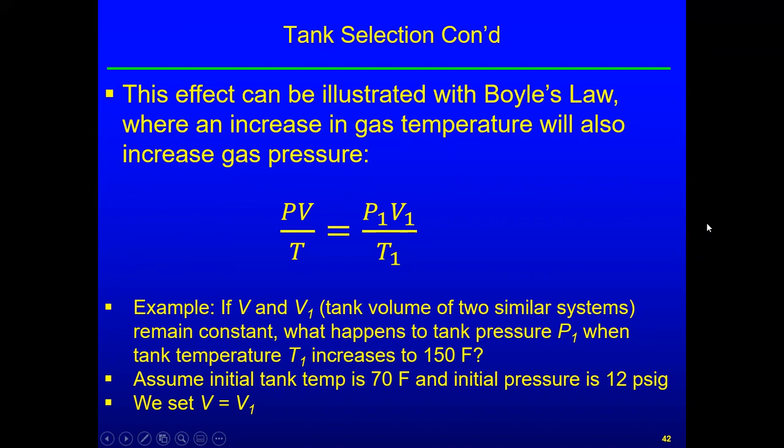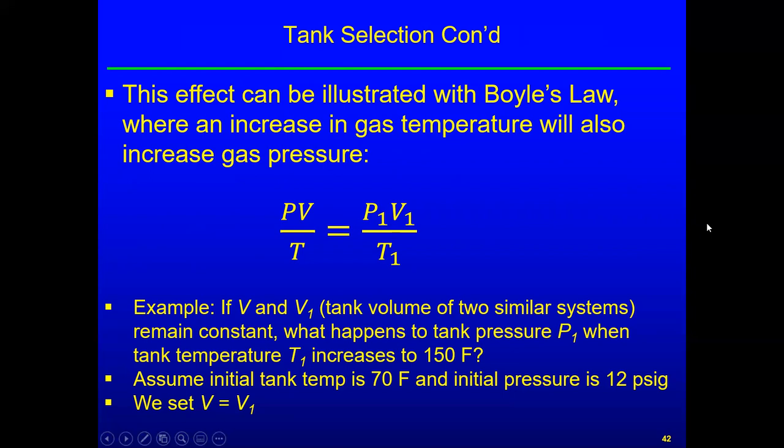He runs a little example here. So let's say V and V1. I would have called it V1 and V2, but anyway, I took this out of Bell and Gossett, so they call it V and V1. Tank volume in two similar systems remain constant. So we're going to let V and V1 equal each other. Well, if they're equal to each other, we can divide through and get rid of them. So we'll get P over T is equal to P1 over T1.